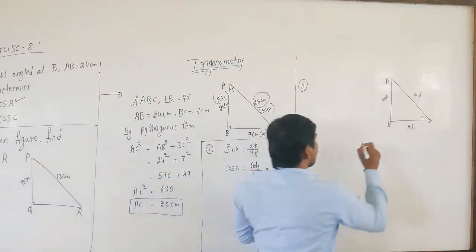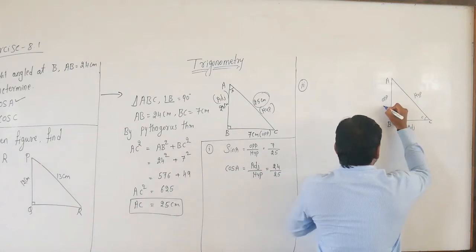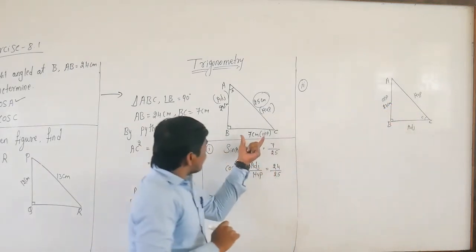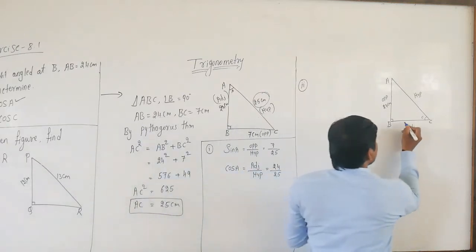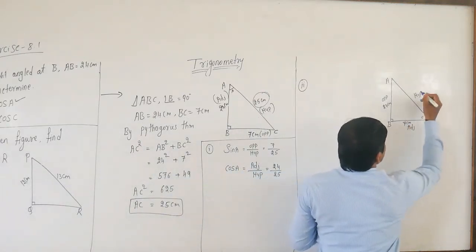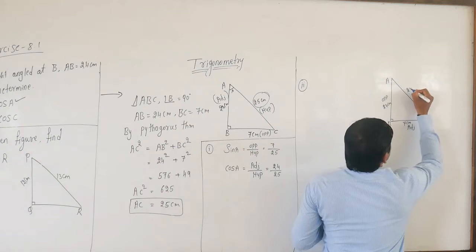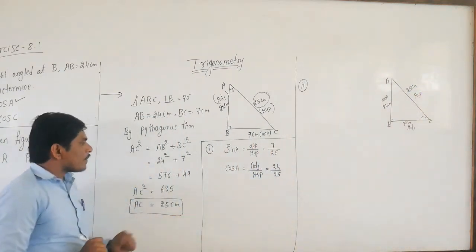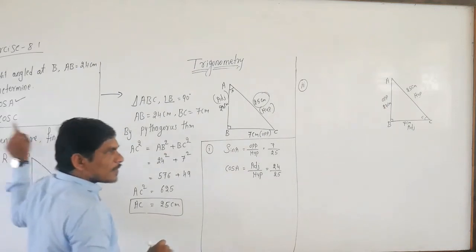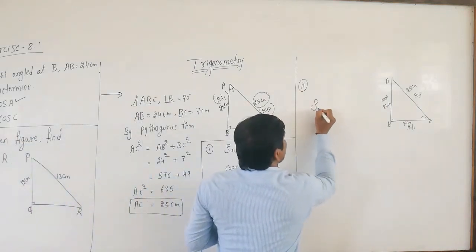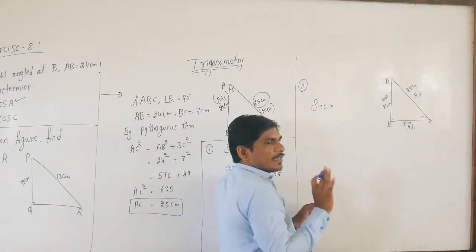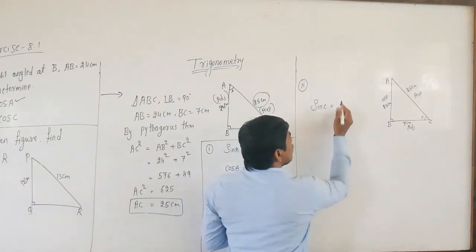But the side lengths are given. AB is equal to 24 centimeter, and BC is equal to 7 centimeter, and finally AC is equal to 25. Here we are calculating. Now the first one is sin C. Here sin C is equal to, the sine definition is opposite by hypotenuse.